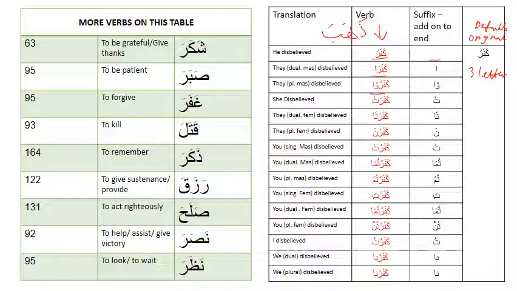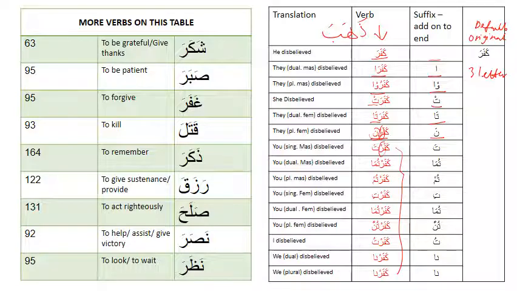For they, dual masculine, you add an alif. For plural masculine, you add waw, alif, kafaru. For feminine singular, you add ta, kafarat. For dual feminine, you add ta alif, kafarata. For plural feminine, you add a noon, and you make the lam letter into a sukoon, and then you put a noon at the end.